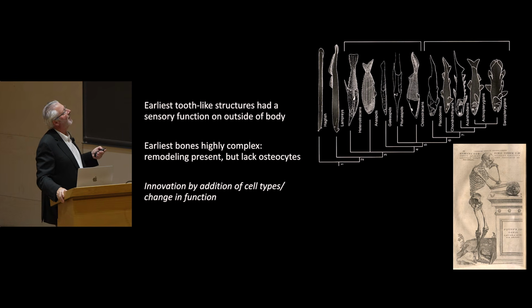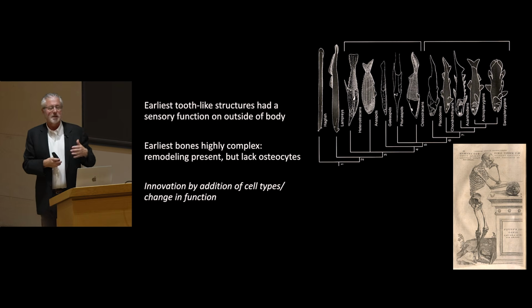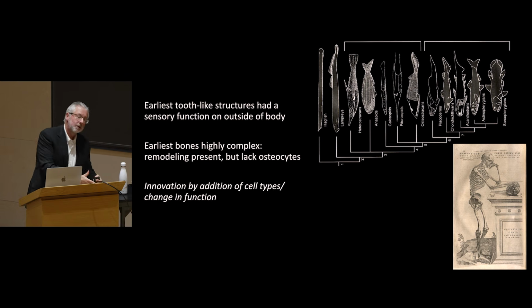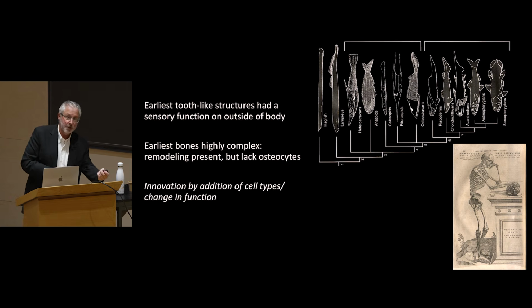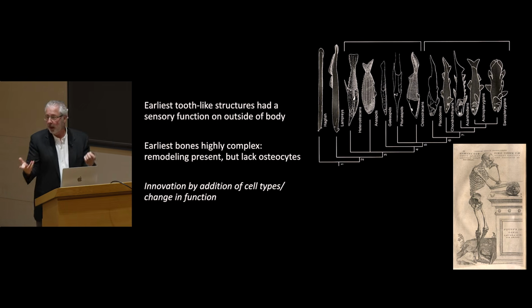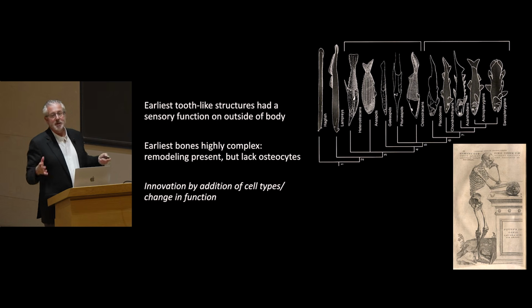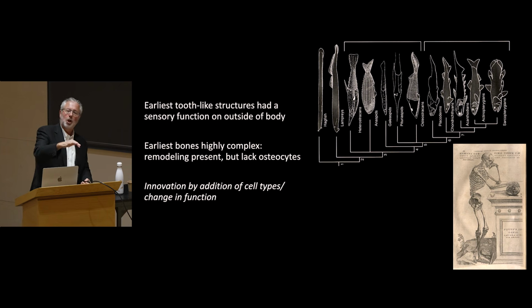The earliest bones had highly complex remodeling, already there. It was already present, but they lacked the osteocytes. And what this together enables us to do is to set us up for the next lecture, to see that we have innovation by the origin of new cell types. That's the way skeletons evolve. They evolve by the origin of new cell types that make the skeleton, that help it remodel and so forth. But also by a change in function. Something can arise by functioning in one context, maybe partially as a sensory structure in one setting, and then be redeployed to function in a new one.